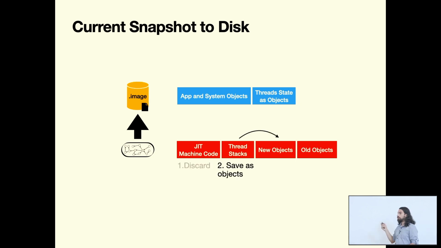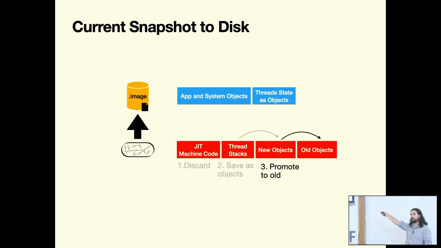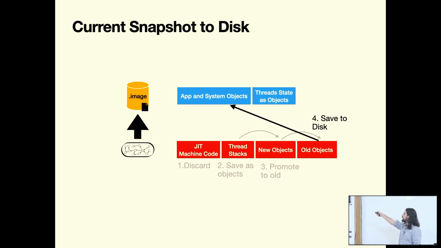Then we have all these stacks that are optimized, but we don't save the stack as it is. We just create objects from them. So we have to reify the objects, the contexts, and save them here in the new space. And then we run the garbage collector. We promote everything that was here as old objects. That means that the generational information, we lost it. And then we save the old objects to the disk.